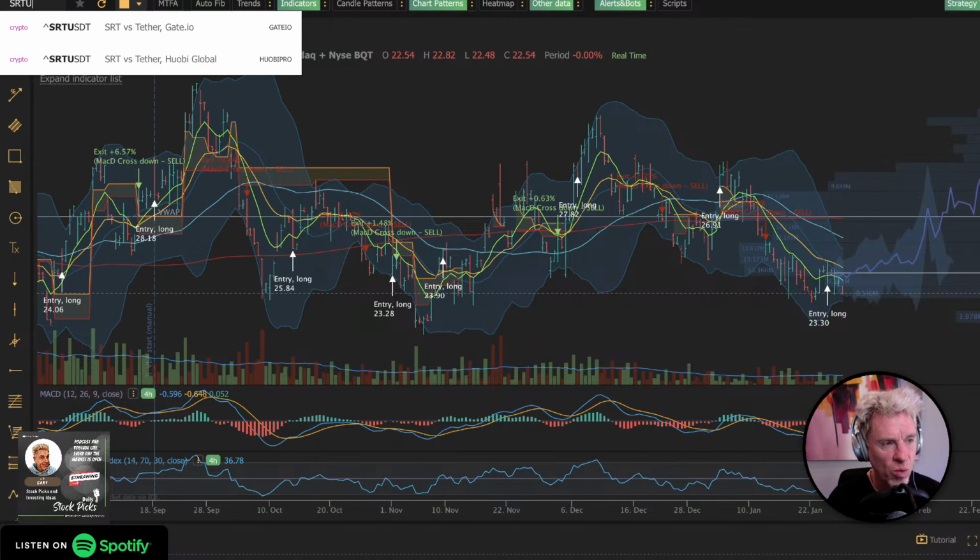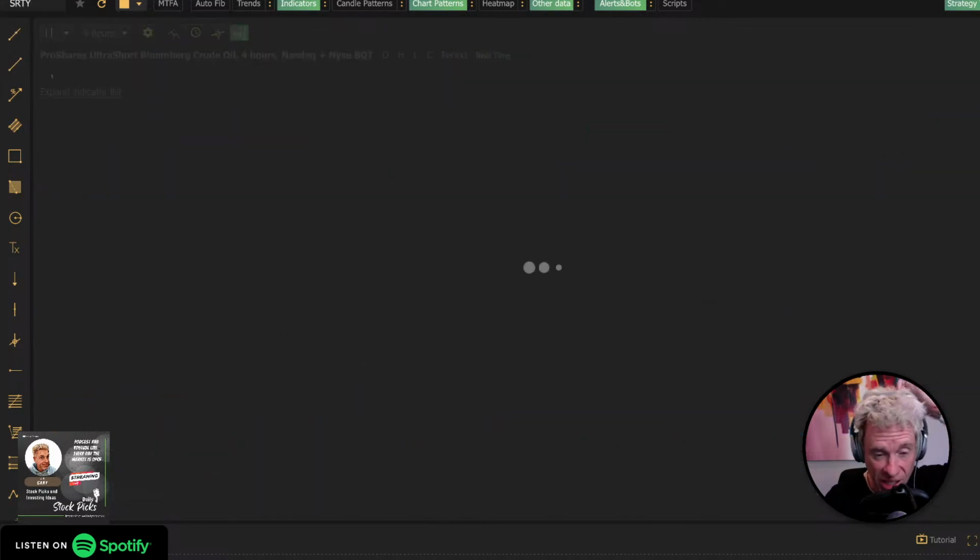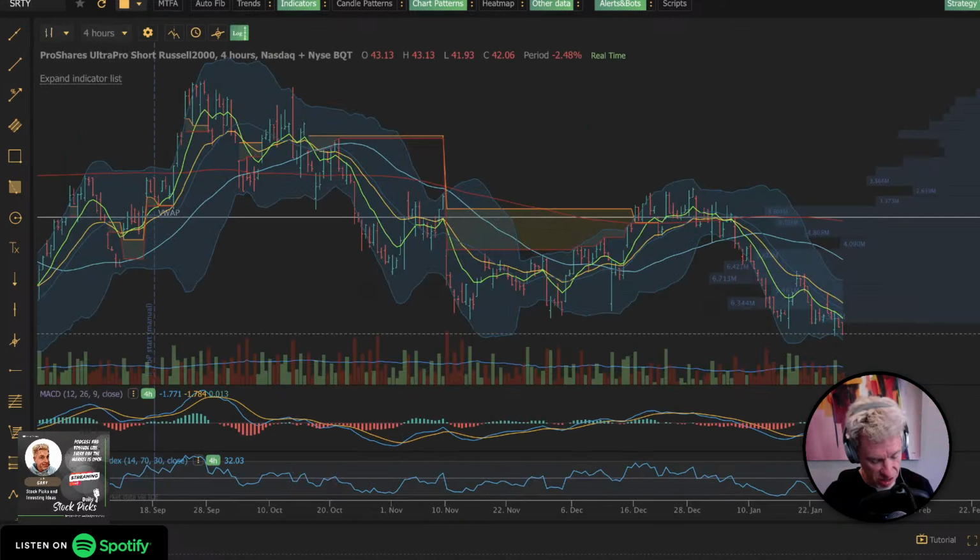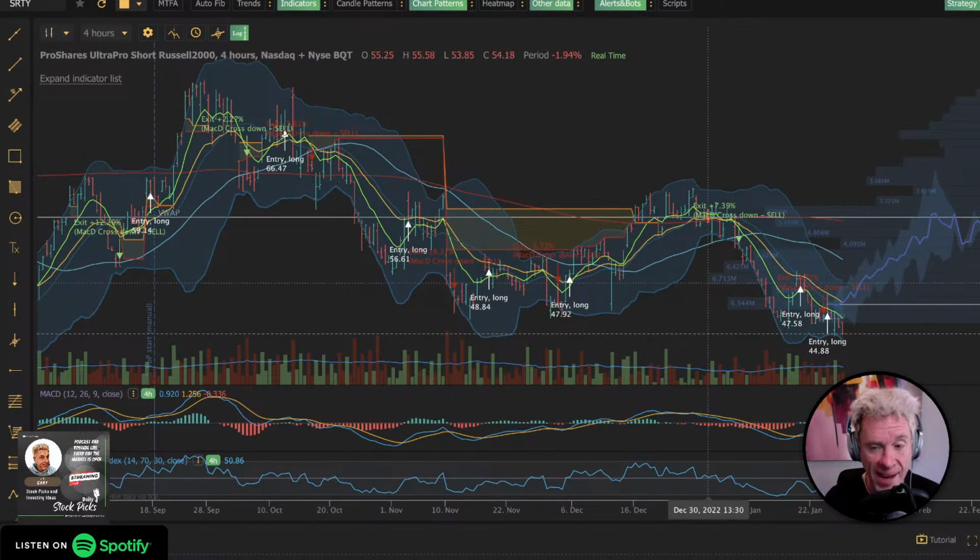SRTY, this is the other one that I thought looked really good. It's the short of the Russell 2000. And ironically, we have a cross-up today of UDOW, which is the opposite of this one. And this one, 44.88. Today you're at 42.06. So you've lost money in this one.